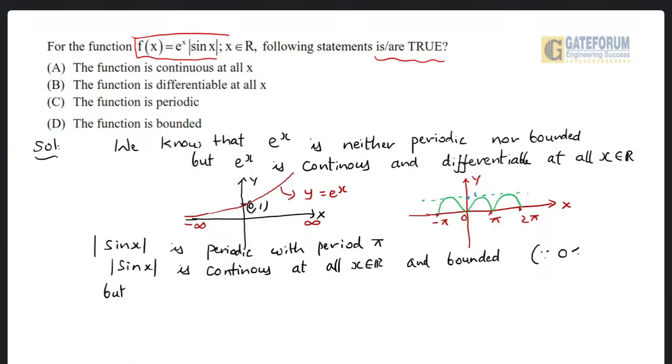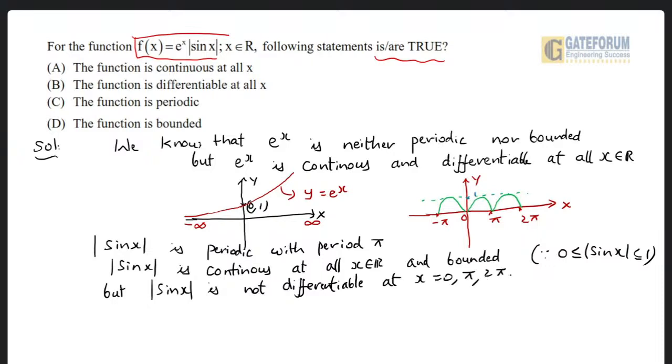0 is less than or equal to mod sin x, which is less than or equal to 1. But mod sin x is not differentiable. This is the corner one. The y axis is the tangent, the x axis is the horizontal tangent, so there are multiple tangents. It is not differentiable at x equal to 0, pi, 2 pi, etc.